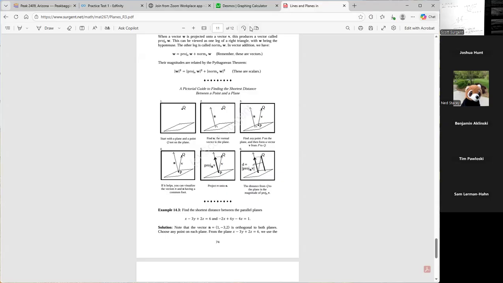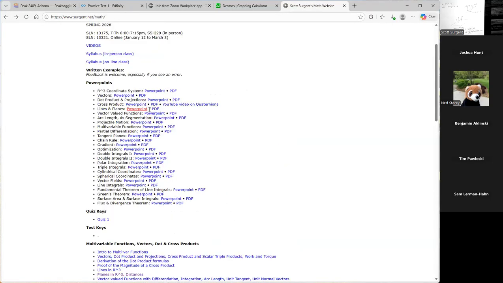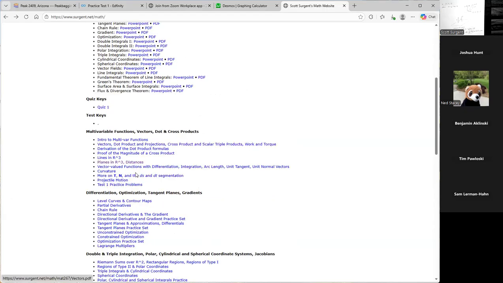If I go back a screen, these are my PowerPoints I use normally in my lecture. A lot of what you see in here are actually taken from here. Not everything from these is put into here because otherwise it would be too long. But it was this link right here, Planes in R3 and distances.